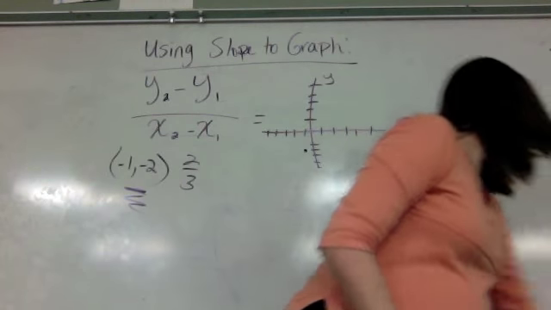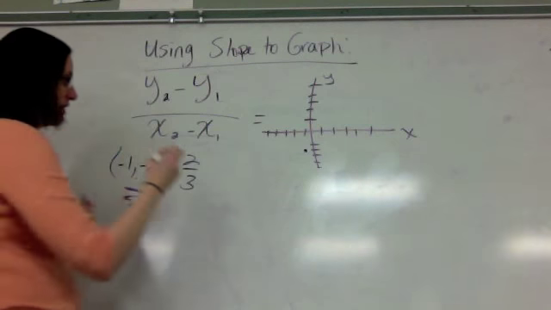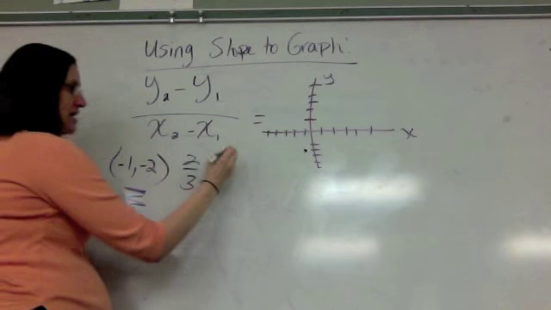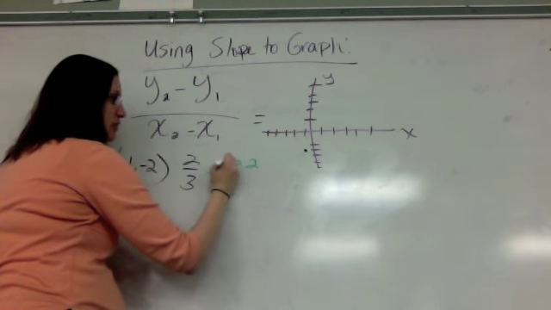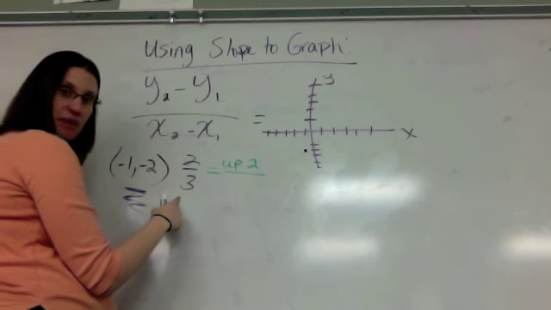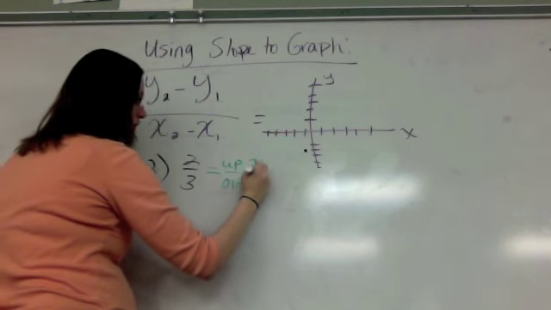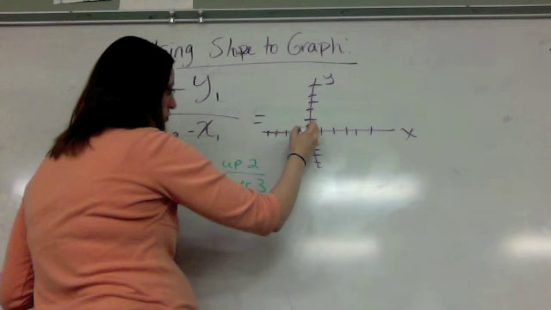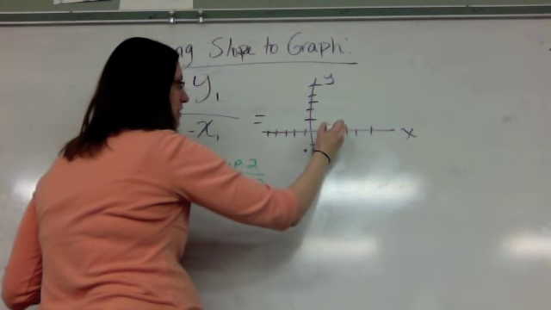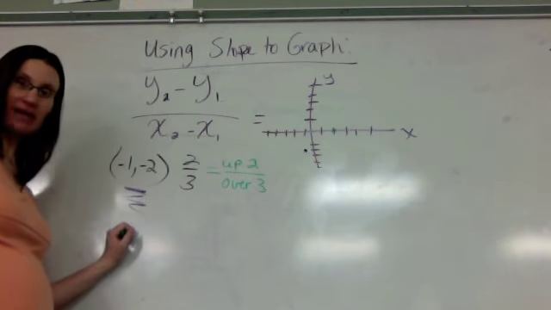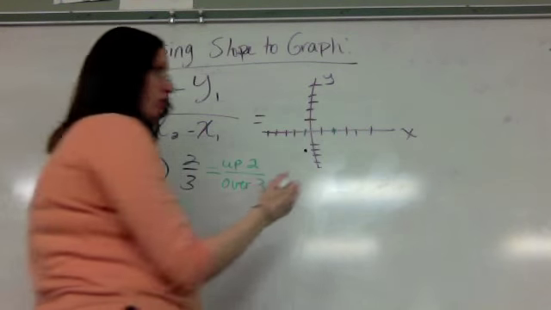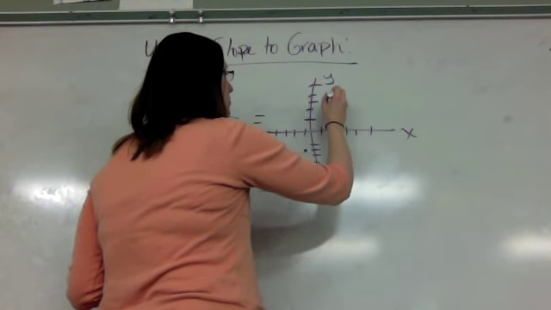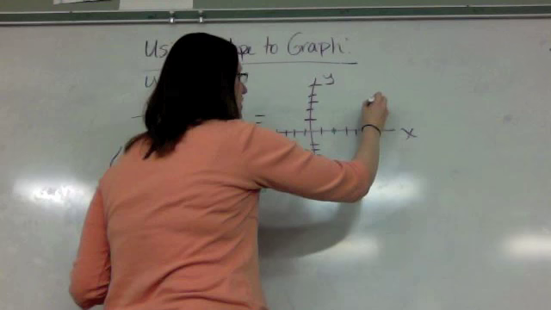Now, I'm going to move according to my slope. This slope is a +2, which means I'm going to move up 2, and this is a +3, so I'm going to go over 3. So from this point, I'm going to go up 2, 1, 2, and then over 3, 1, 2, 3. So that's the next point on my line. From there, I'll go up 2, over 3 again. 1, 2, 1, 2, 3.